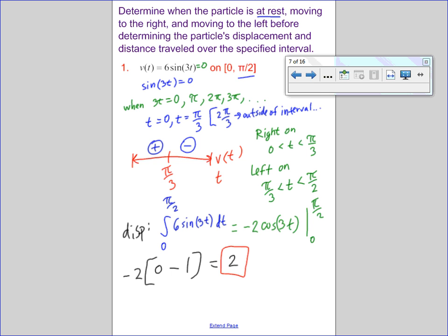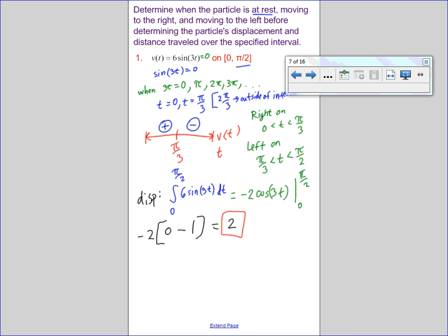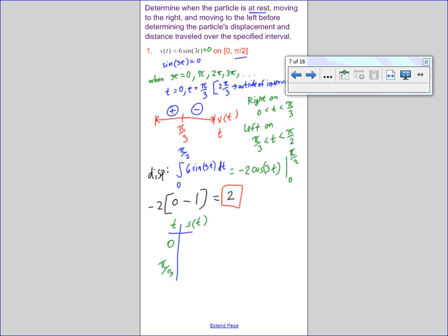So we'll go ahead and extend the page one more time. I think we're going to make this. And we will use t and my s of t function, slap my endpoints on, and then in the middle, you guys see that? And evaluate my potential position function s of t. What would be? Call it negative 2 cosine of 3t.